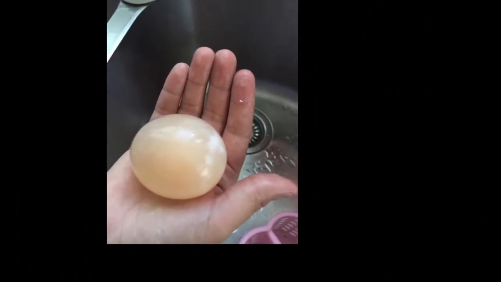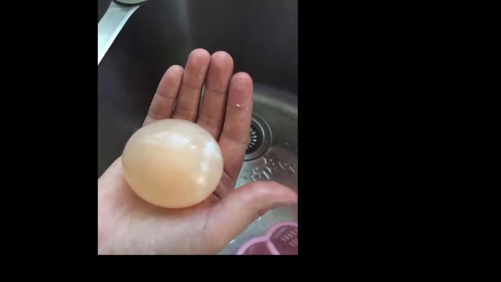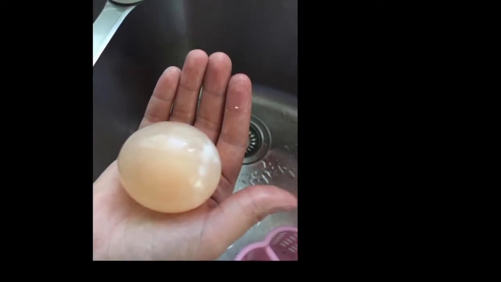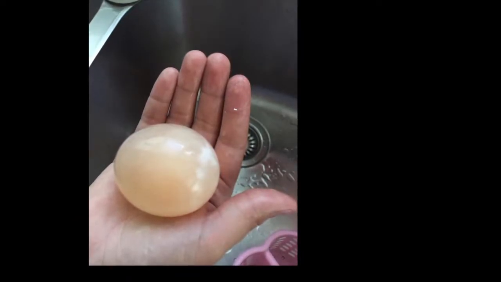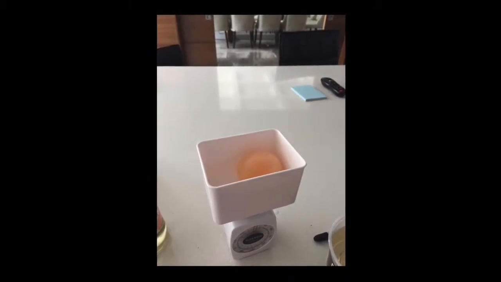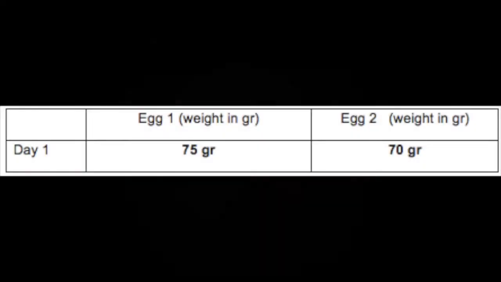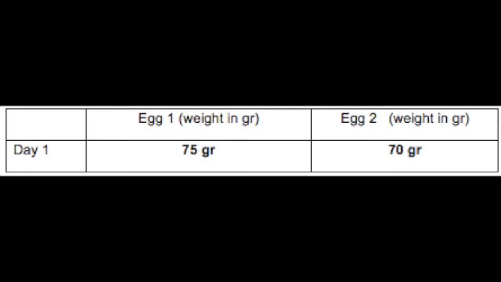After 3 days, we removed the eggs from the vinegar and rinsed them with water. Now the eggs have an exposed semi-permeable membrane. After that, we weighed the eggs and recorded their weight in a table. The first weight of the egg was 75 grams and the second weight of the egg was 70 grams.